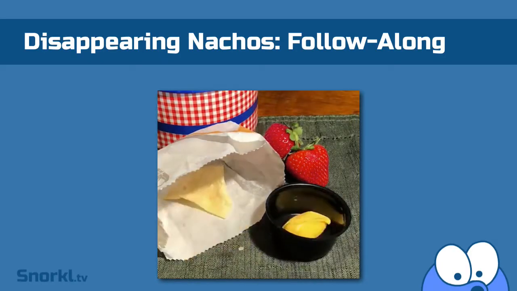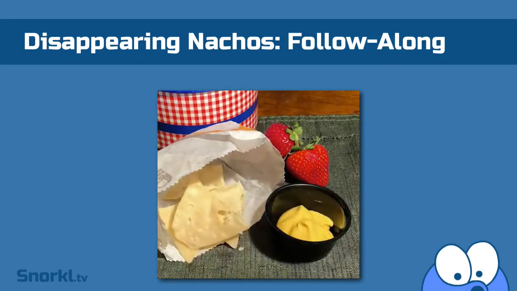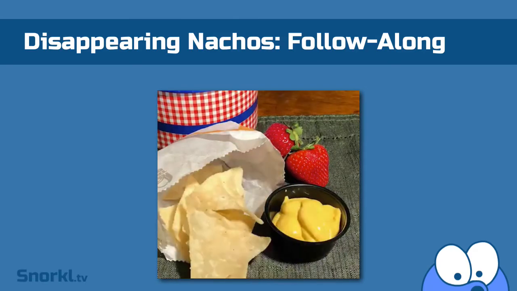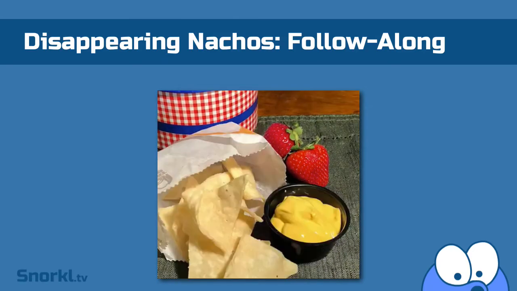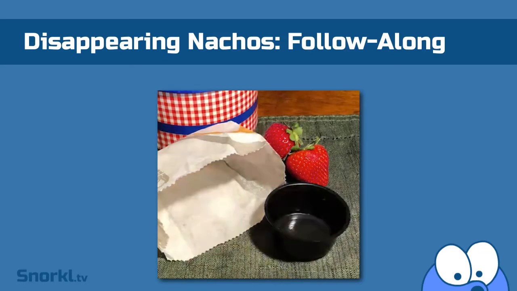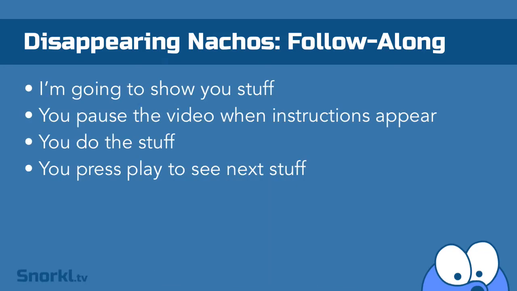We're doing our stop motion photography follow along where I'm going to walk you through the steps to create our disappearing nachos animation. Now, what I'm going to do is just show you a few steps at a time. Then I'm going to put instructions on the screen. When you see the on-screen instructions, just pause the video, do the steps, and when you're done, replay the video for the next set of steps.